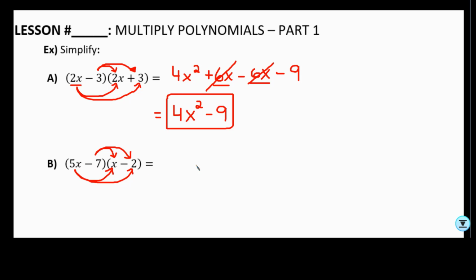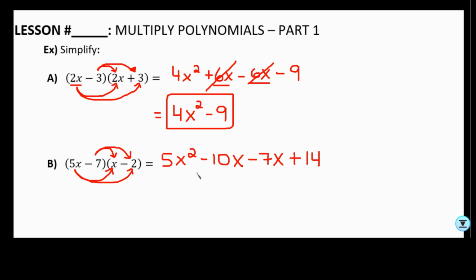So 5x times x is 5x squared. 5x times negative 2 is negative 10x. Then we have negative 7 times x is negative 7x. And negative 7 times negative 2 is positive 14.